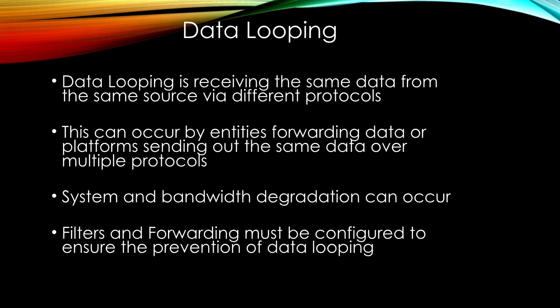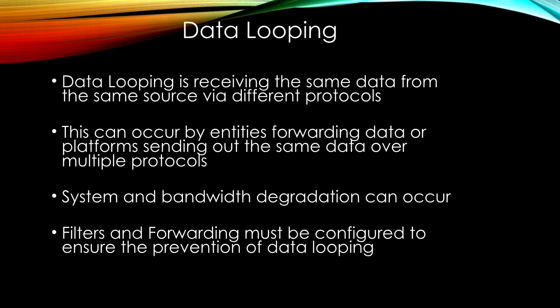Now, data looping. Data looping is something that happens when information is being sent from entities across the network in multiple formats. I was talking about how information is sent around through different protocols and different data links and modulation spectrums. But what happens when all of that data gets to a single entity from the same source but in different methods? This can create what's called a data loop. And data looping is receiving the same data from the same source via different protocols. So if we send something over a radio frequency modulation spectrum and then also send that same data to the same source using internet protocol, then it can create a data loop, especially if we take that information and send it back to the initiator of the information.